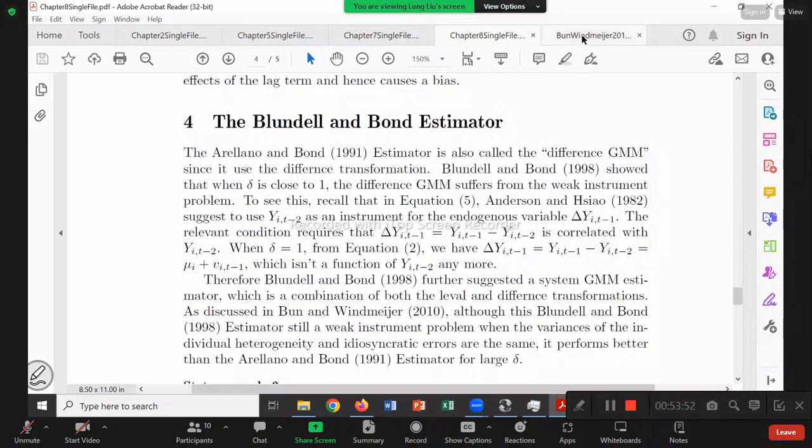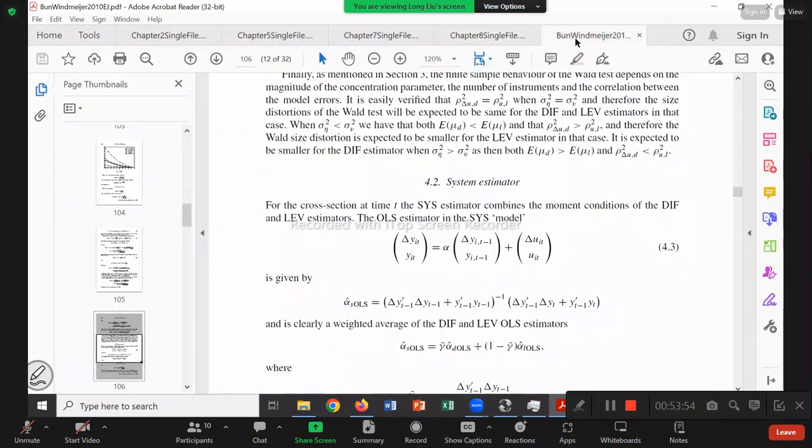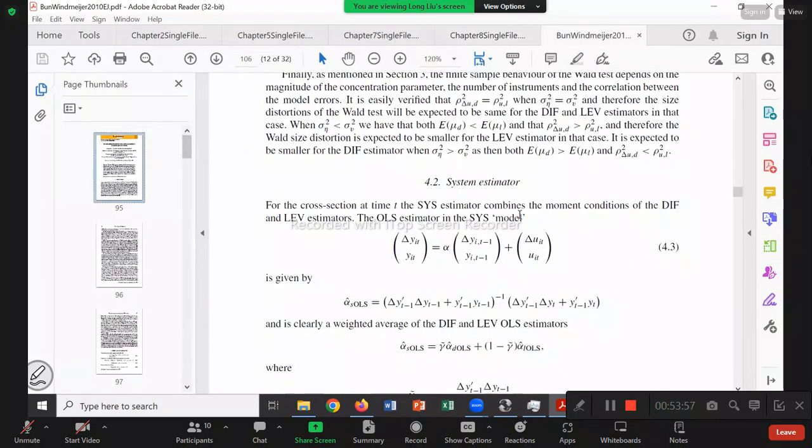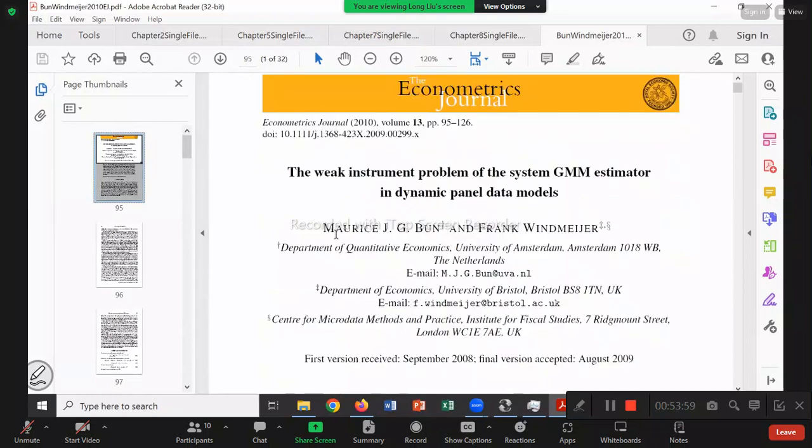On Canvas, I also posted this paper by Maurice Bond and his co-author. Maurice is in the Netherlands, he's my friend. He's also a panel data guy. Maurice and his co-author try to compare the Arellano-Bond and Blundell-Bond estimators, to see in what kind of situation which one is better, and so on. Let me show you their findings.